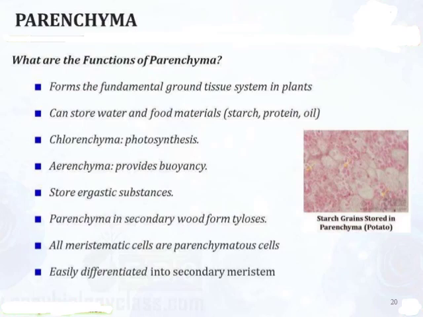As you know, all these meristematic cells are parenchymatous cells. So cambium is also a meristematic cell, and the parenchyma of cambium divide to form secondary tissue or secondary meristem. So parenchyma easily differentiates into secondary meristem.